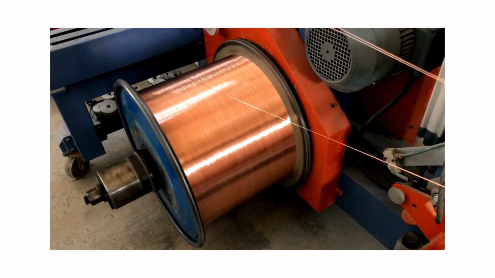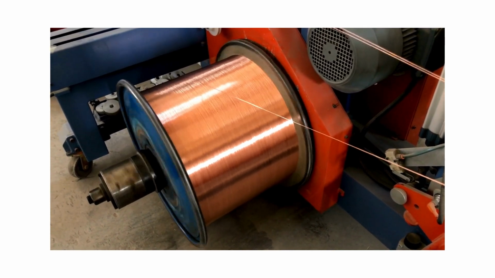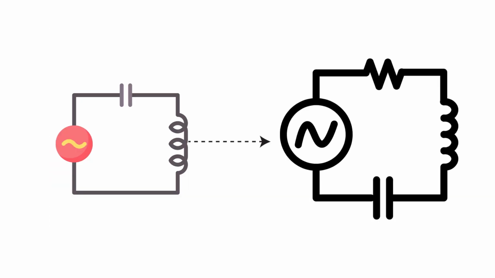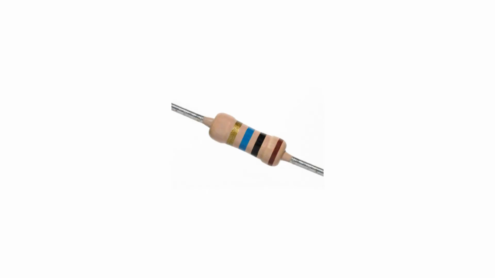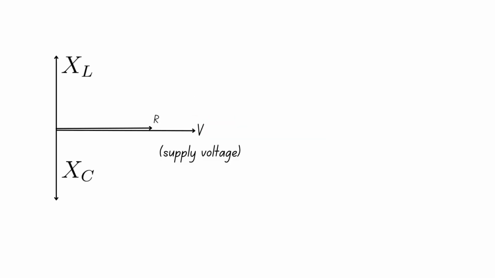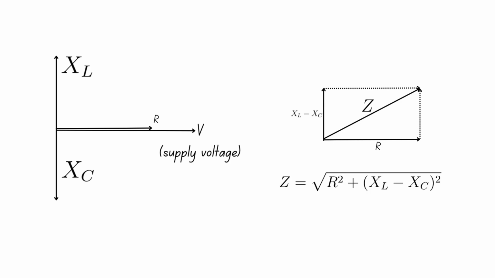In practice, inductors generally have a more significant resistance than capacitors due to the length of conductor used in their construction. This means that the LC circuit we have been discussing is really an RLC circuit, with R being the internal resistance of the inductor. This changes the behavior of our circuit in a few ways. We now have a resistance which produces no phase shift in current, meaning that the impedance of our circuit is now given by this formula.